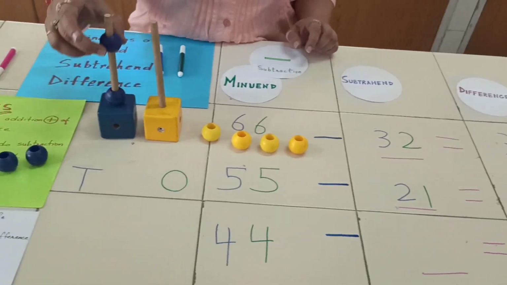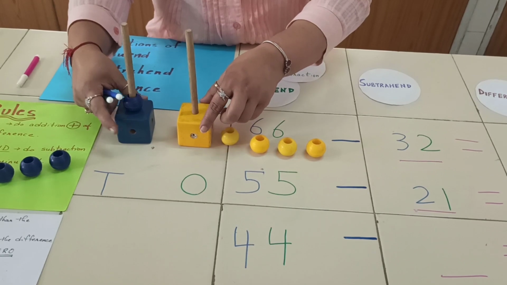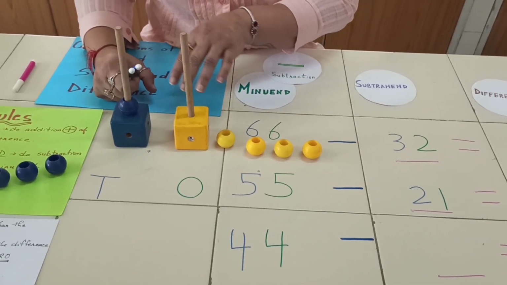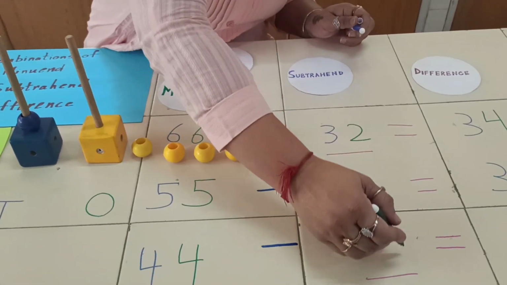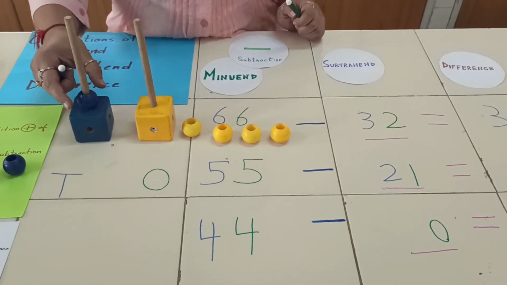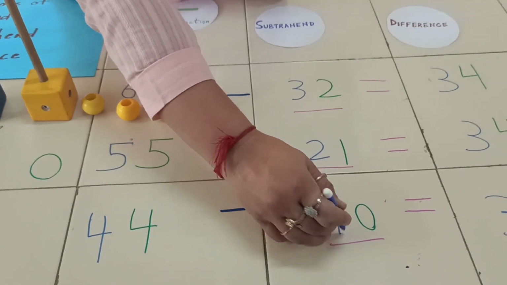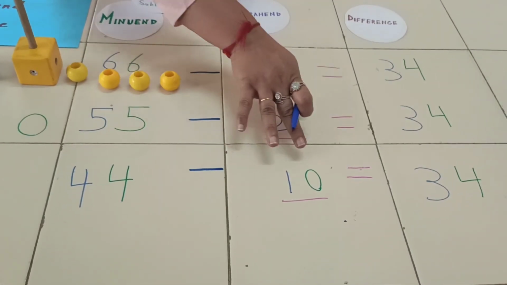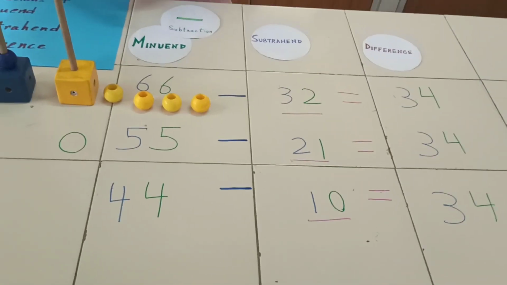1, 2 and 3. Now we are going to count the leftover beads in both the places. Here in 1's place we are left with none of the beads. That means our 1's digit is 0. And in our 10's digit we have 1 bead. So our 10's digit answer is 1. So our subtrahend is 10. 44 minus 10 is equal to 34.